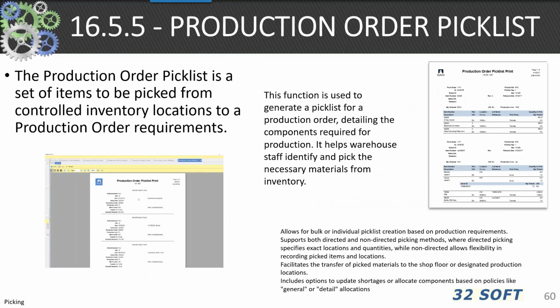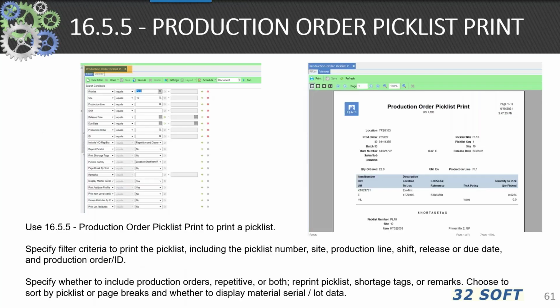Now that we looked at locations, allocations, and pick lists, both non-directed and directed pick lists, let's consider actually releasing a production order to manufacturing. The 16.5.5 production order pick list is a set of items and quantities that should be retrieved and picked from controlled location to specify requirements on the production order.